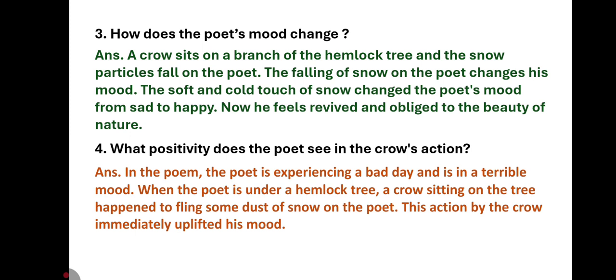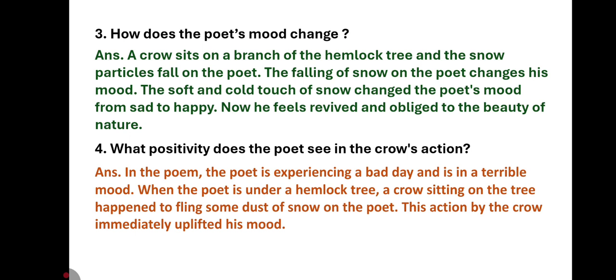Next, how does the poet's mood change? A crow sits on the branch of the hemlock tree and the snow particles fall on the poet's shoulder. The falling of the snow on the poet changes his mood. The soft and cold touch of snow changed the poet's mood from sad to happy. Now he feels revived and alive to the beauty of nature.